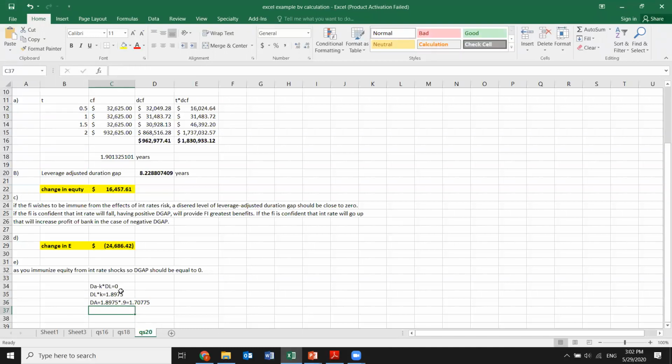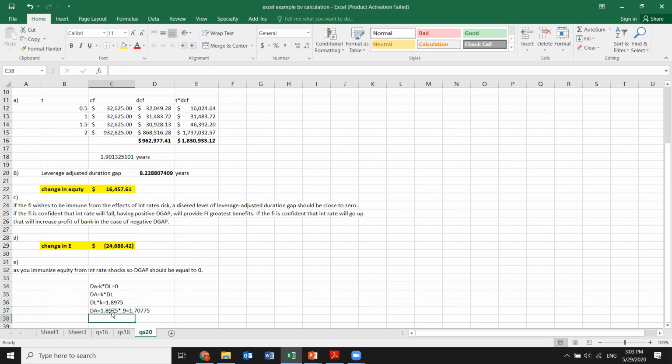So what we do here basically, if you play around with the formulation, is that duration of assets is equal to K times duration of liabilities. We bring one part of the equation to the right hand side and leave the duration on the left hand side. In this way, we calculate the duration that makes the equation equal to zero. That will give us the immunized position of a certain bank, a certain banking industry.